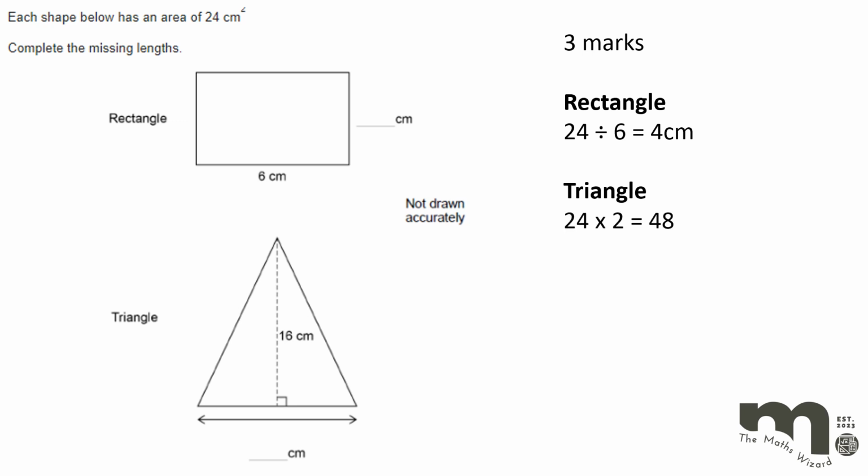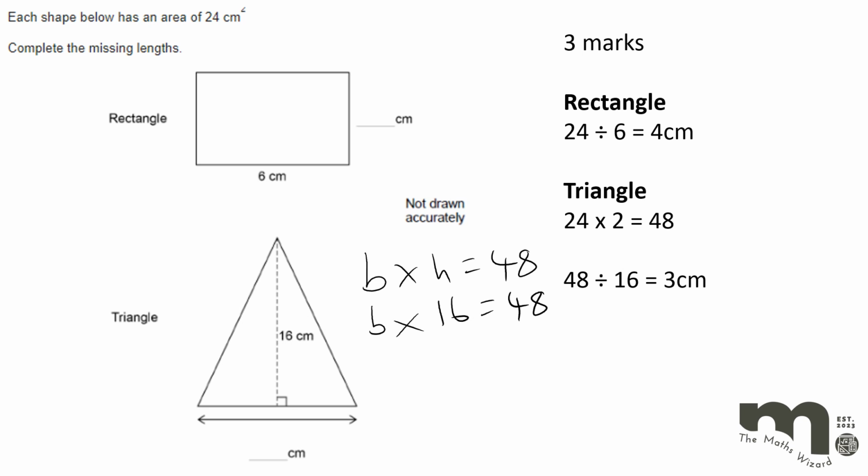And then with your triangle, because a triangle's area is base times height divided by 2, the way I've done this is I've reversed the divide by 2 first. Remember, the opposite of dividing by 2 is timesing by 2. So that's 24 times 2, which will give you 48. So now we know that the base times the height is 48. Well, we know that the height is 16, so the base times 16 has got to be 48. We can now reverse that by doing 48 divided by 16, and that will tell us that the base is 3 centimeters.